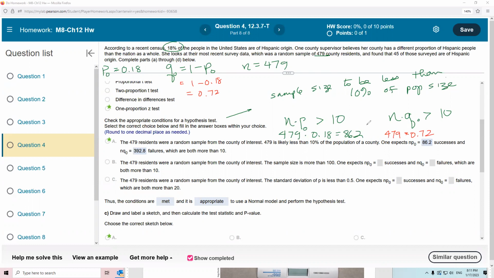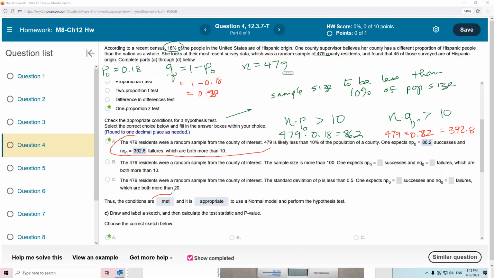I'm sorry, it's 0.82. My mistake here. This should be 0.82. So 479 times 0.82 is 392.8. So the conditions to proceed with this hypothesis have been met. So that's this answer here.